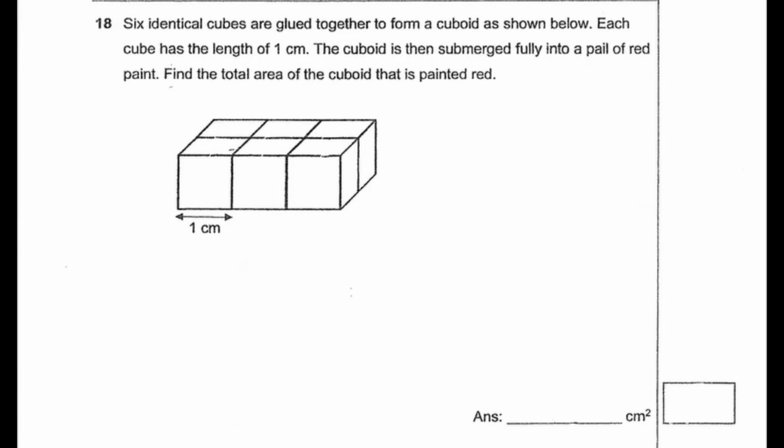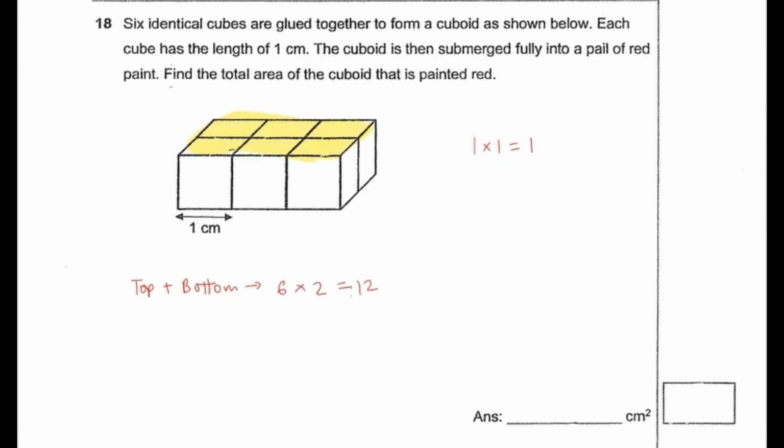So the top and bottom, let me just show you the top since we can't see the bottom. This is the top, so 3 by 2. So top plus bottom. Each surface is 1 times 1. So the top will be, there are 6, so 6. But you want top and bottom, so double it. You get 12 square cm.